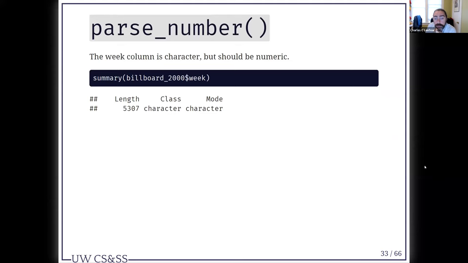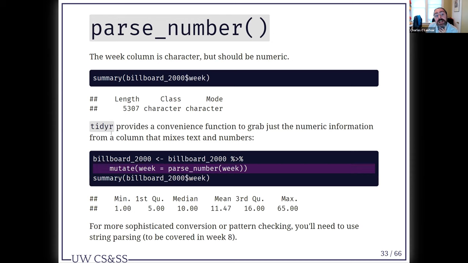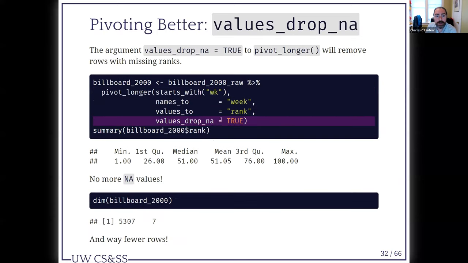Next. One thing is the week column we created. If I do summary of Billboard 2000 dollar sign week, it says it's a length 5,307 character vector. It is a numeric week, but R doesn't know that because we haven't told it. It's actually a numeric sequential week that we want to be able to do something with. So tidyr has a convenience function that will grab numeric information out of a column if it contains both character and numeric data.